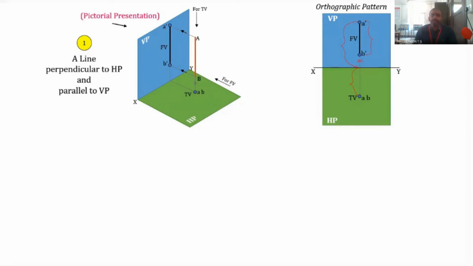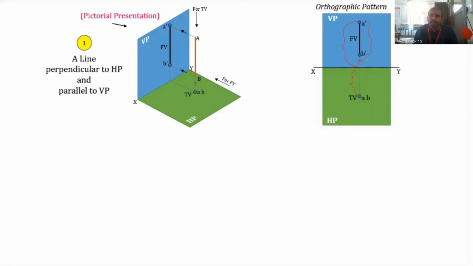So when the line is perpendicular to VP and parallel to HP, this shape will be reversed. So AB will be below the XY line, and A dash B dash will be a point above the XY line. When we consider the line to be in the first quadrant itself, we mostly consider the line to be in the first quadrant unless it is specified that it is not. So this is the condition for a line which is perpendicular to HP and parallel to VP.